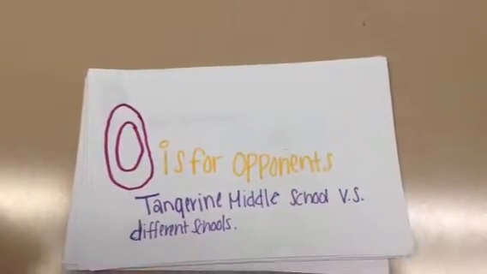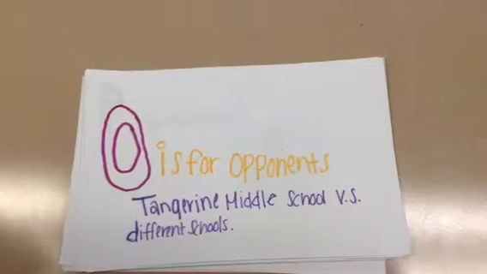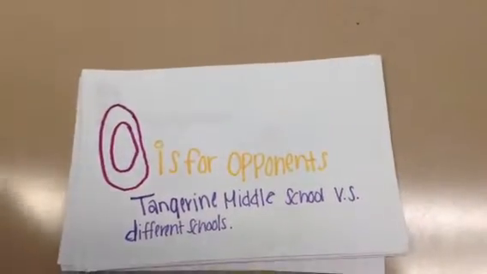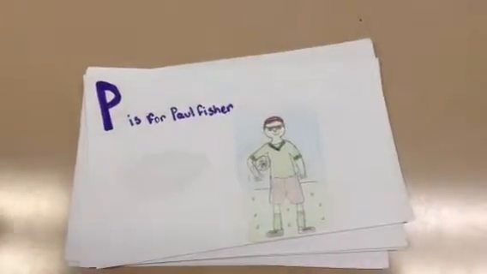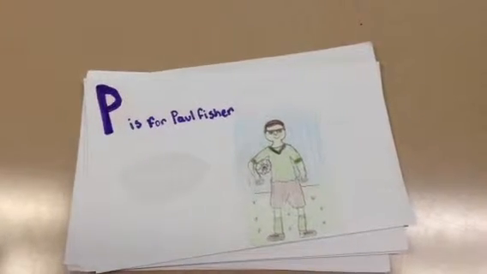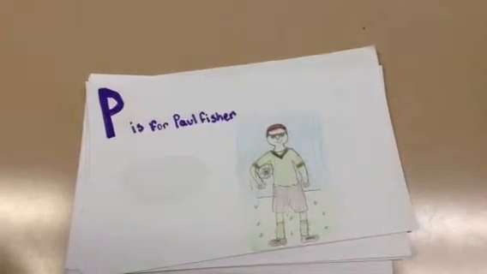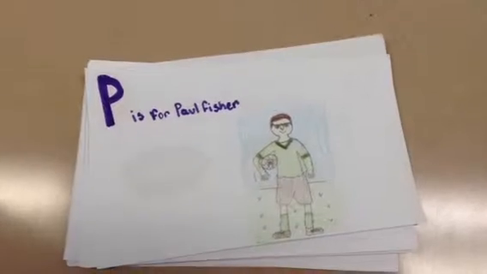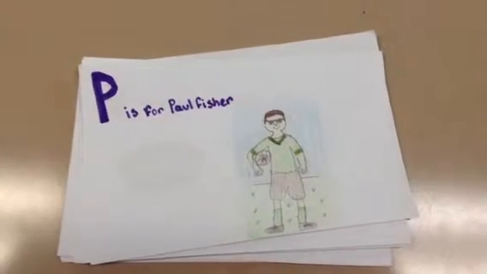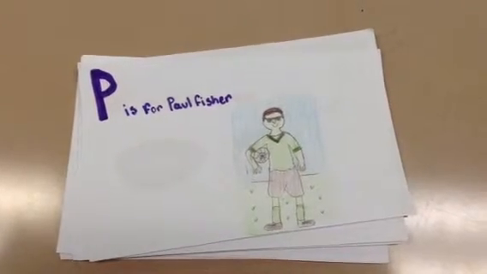O is for opponents. During soccer, they have to defeat the other team. P is for Paul Fisher. He was the main character in the book. Paul is important because he changes the reader's perspective on the other characters in the book.